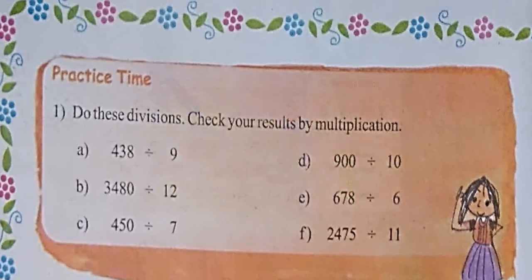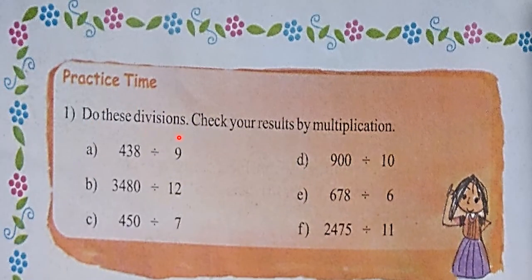Okay. Next is practice time. Do this division and check your results by multiplication, that means by verifying your answer. All 6 sums have been solved in the PDF file that I will be sending you today with this video. So you will cross check with it. But first, you have to do it by yourself. Solve the sums by yourself, and then cross check also by yourself. And if you get the same dividend 438, your answer will be correct, like for all sums.